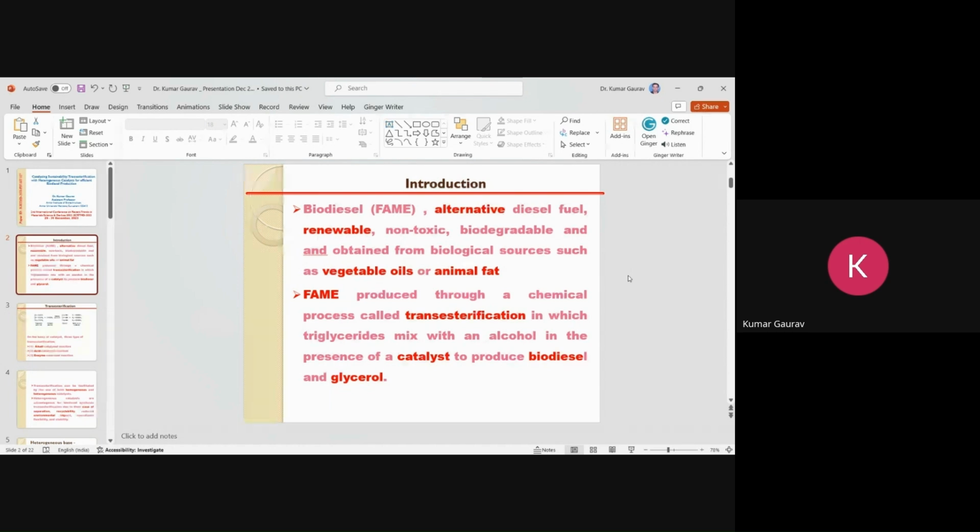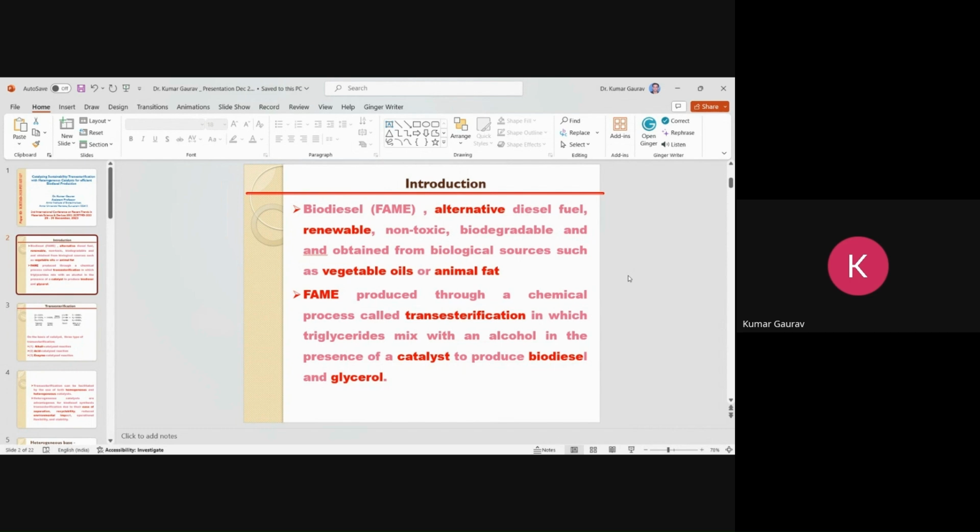For the production of biodiesel, we can use a chemical process called the transesterification process. In this process, we can use a catalyst. It may be an enzyme-based catalyst, an acid-based catalyst, or an alkali-based catalyst. We react the different types of vegetable oils and animal fat oil with methanol. We can use other alcohols, but we prefer methanol, and we get biodiesel and the byproduct glycerol.